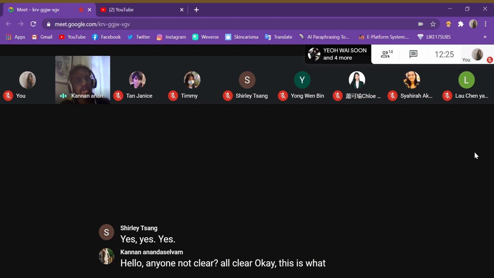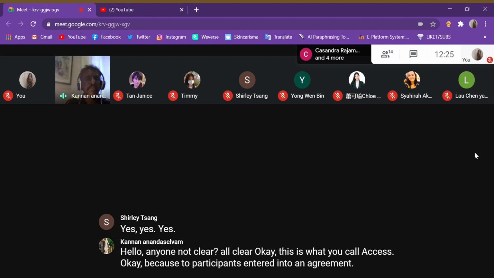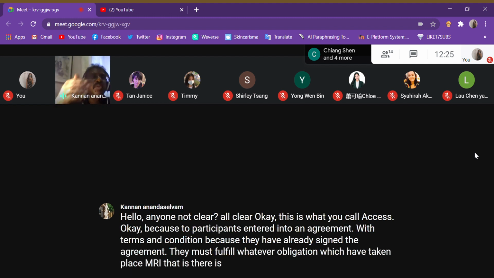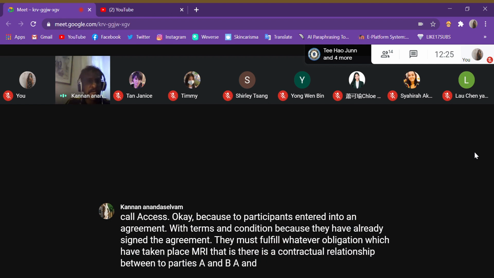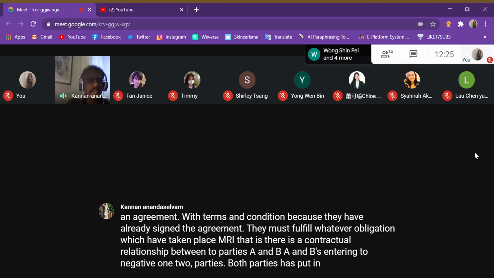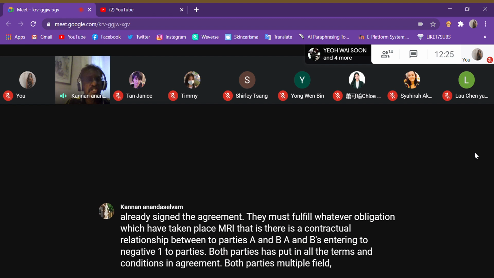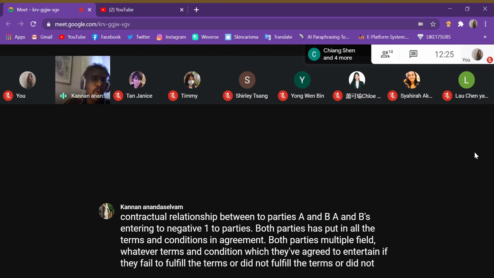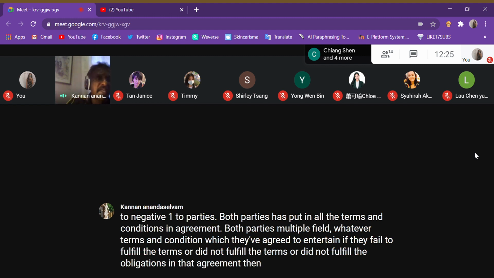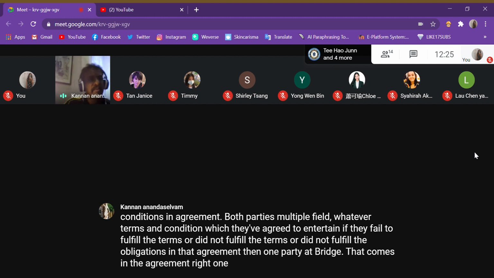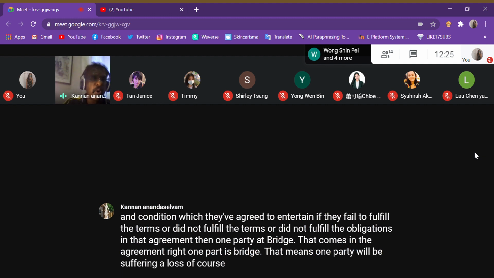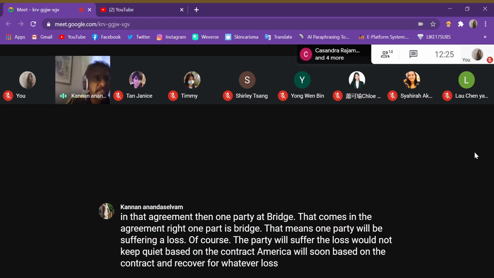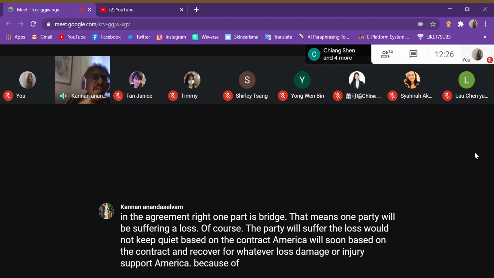Because two parties have entered into an agreement with terms and conditions, and have signed the agreement, they must fulfill whatever obligations they have taken on. There is a contractual relationship between two parties, A and B. Both parties put all the terms and conditions in the agreement and must fulfill them. If they fail to fulfill the terms or obligations, then one party has breached the agreement, which means the other party suffers a loss. Of course, the party which suffered the loss would not keep quiet. They will sue based on the contract and recover whatever loss, damage, or injury suffered, because of the contractual relationship between the parties.